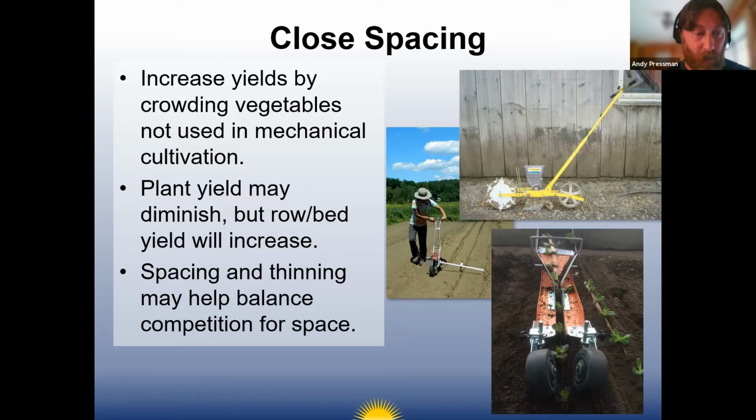And thinning and spacing could help for certain crops as well. We'll probably talk about this more in Baltimore. But again, just understanding what we pick up on a seed packet may not be exactly what we can actually do in the field on an intensive system. Next slide.